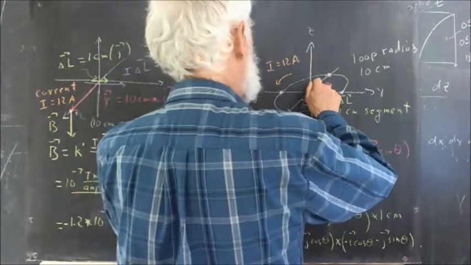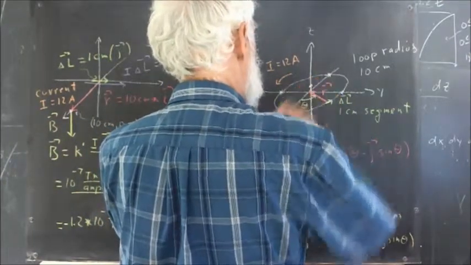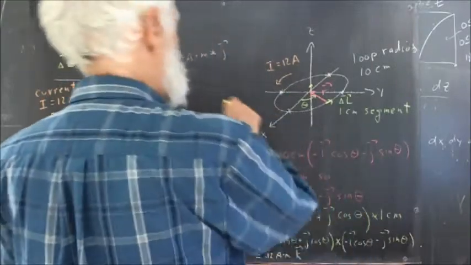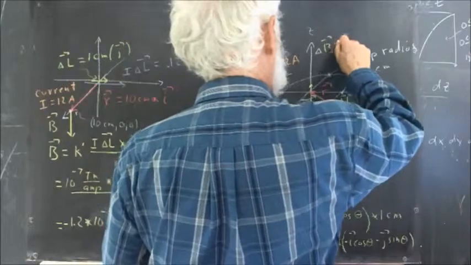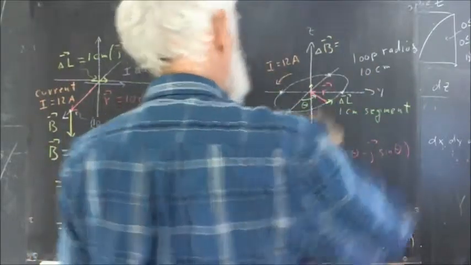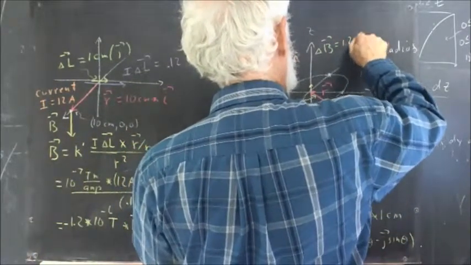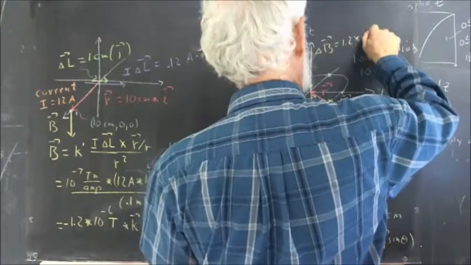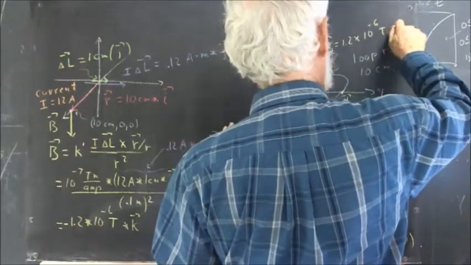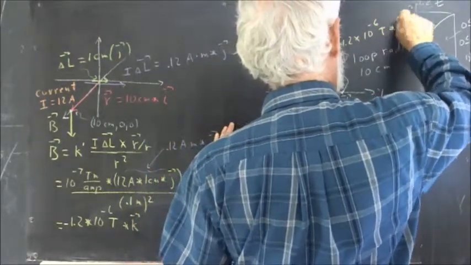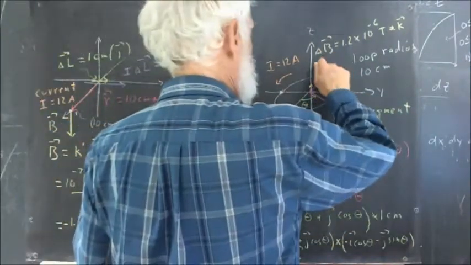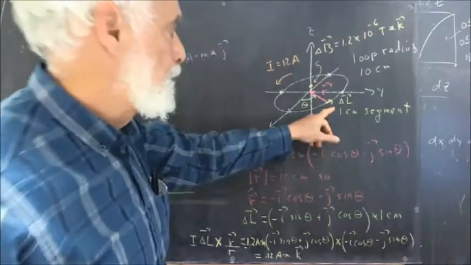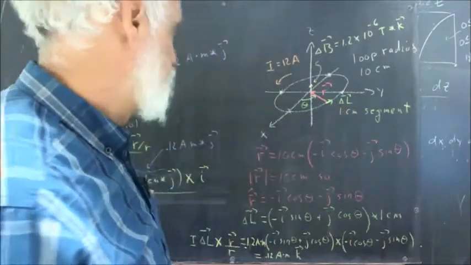so that we get this, and I'm going to call this delta B equals 1.2 times 10 to the negative 6th Tesla times K. That's the contribution from this delta L.